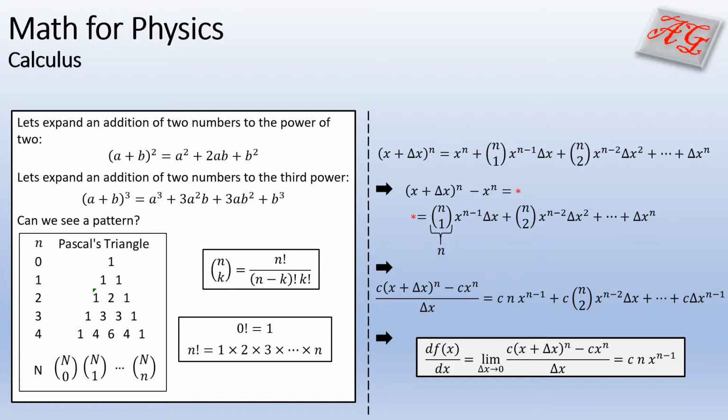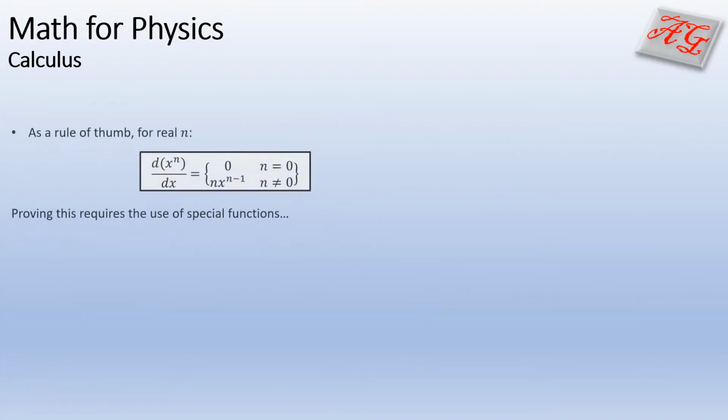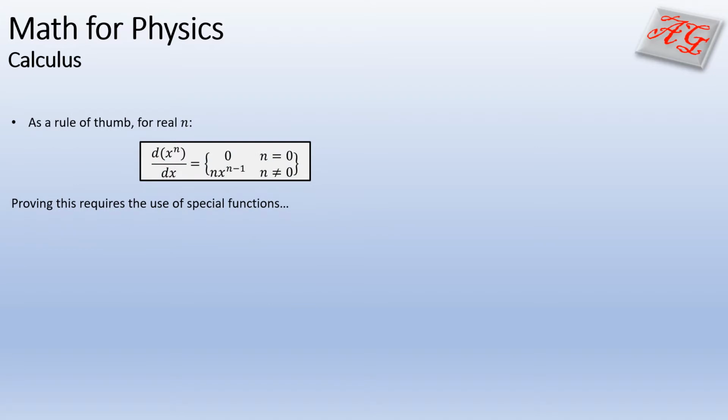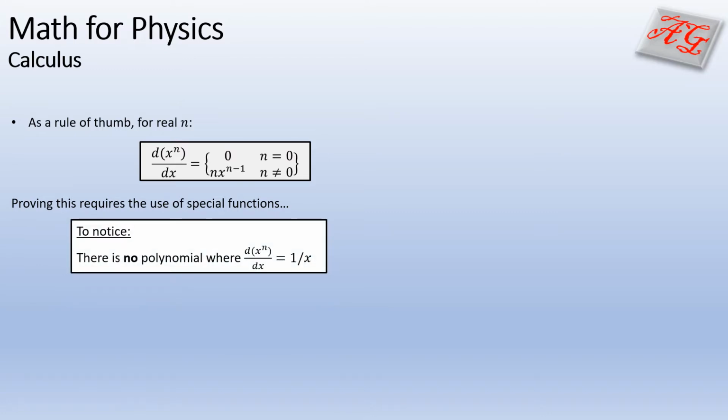But what about if n is not necessarily a positive number, but a real number? The procedure to get the derivative of x to the power of n, where n is a real number, is much more complicated than when dealing with n being an integer number. But you can follow the rule of thumb that the derivative with respect to x of x to the n is given by n times x to the n minus 1, except when n equals 0, that is 0. Just remember that x to the 0 is a constant function and the derivative of a constant function is 0. It is important to notice, though, that there is no polynomial that has 1 over x as its derivative.